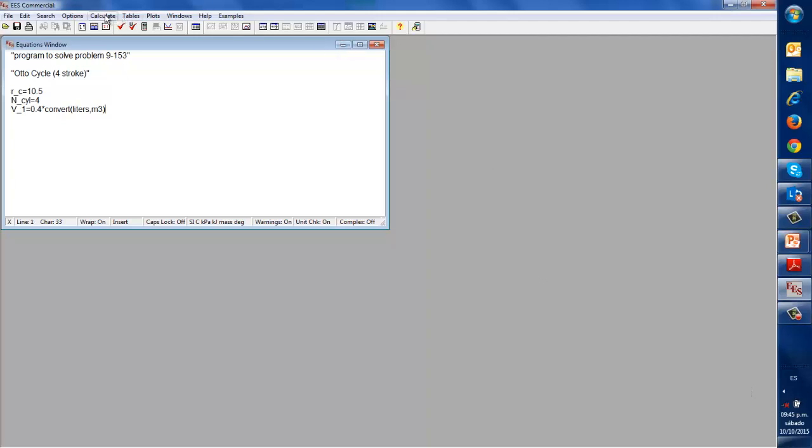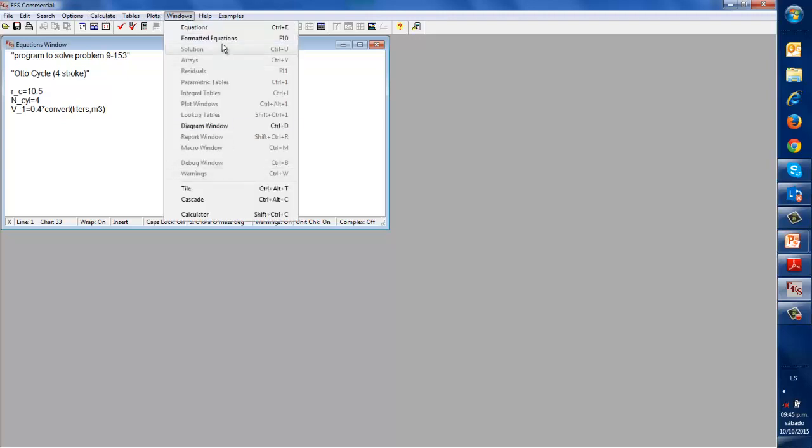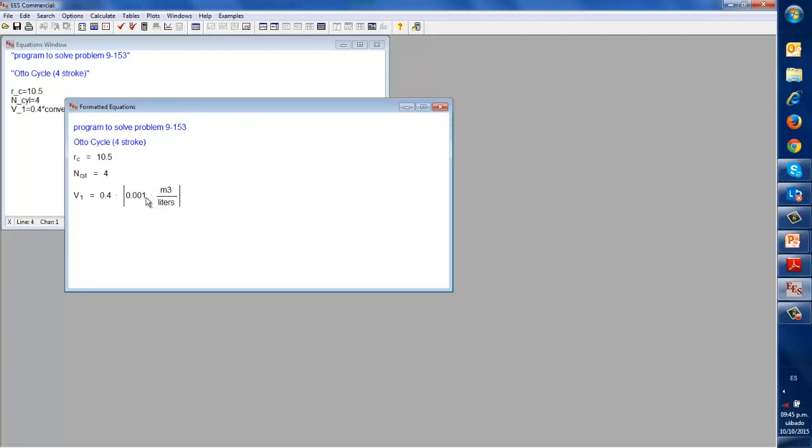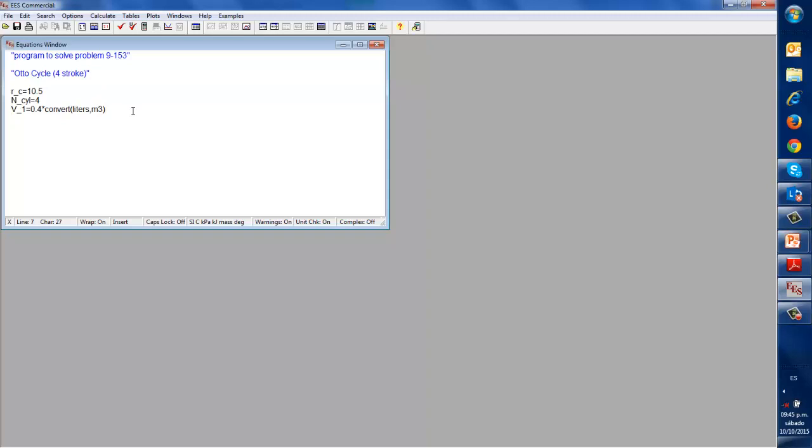So if I would like to see the formatted equation, I can see the conversion factor here. And I know that the power is 45. Now, I think that we know that T1 equals 310, T3 equals 1123, I believe.